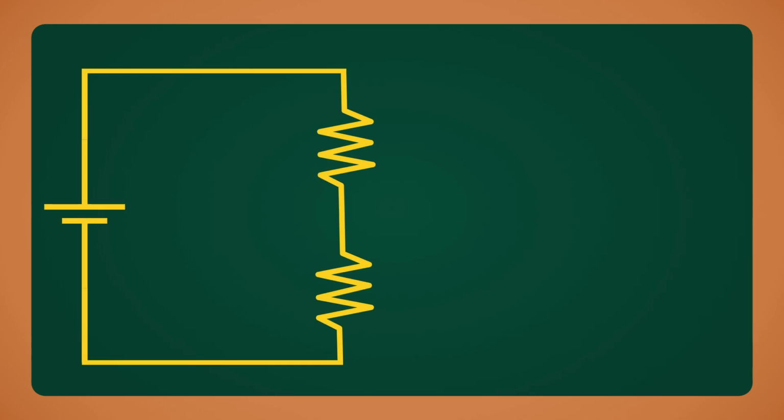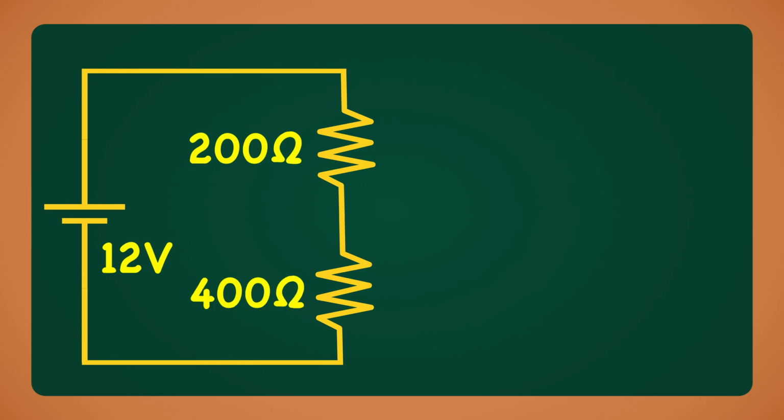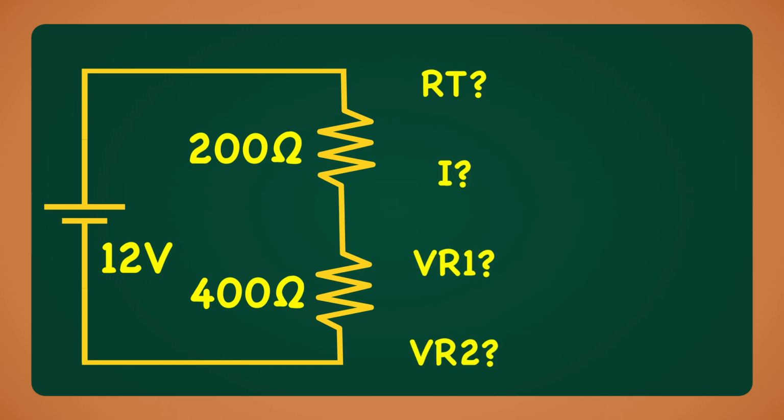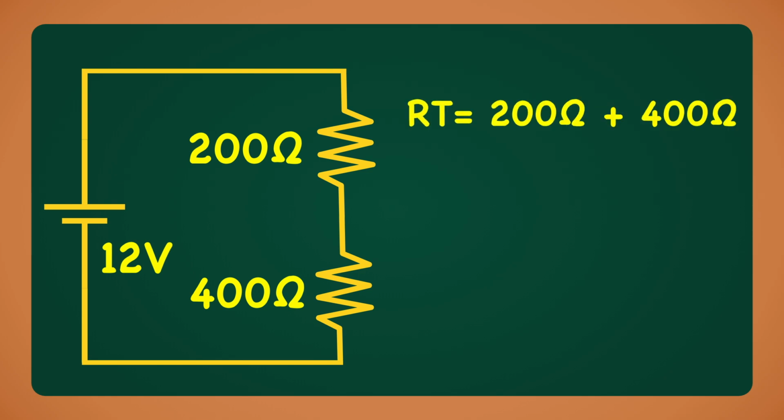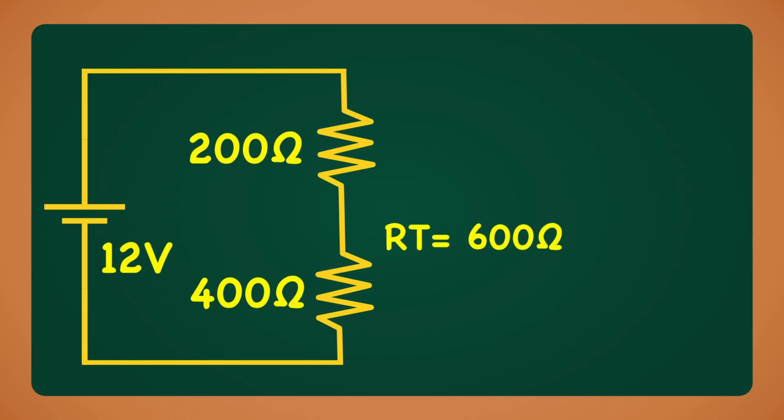Now let's apply Ohm's law to these two types of circuits and see how we can calculate voltage, current, and equivalent resistance. Here we have a circuit with two resistors in series. Let's make the battery voltage 12 volts. Let's make R1 200 ohms. Let's make R2 400 ohms. With this information, let's find the total resistance in the circuit, the current in the circuit, and the voltage across each resistor. In a circuit with series resistors, the total resistance is R1 plus R2, or 200 ohms plus 400 ohms. The total resistance in this circuit is 600 ohms.